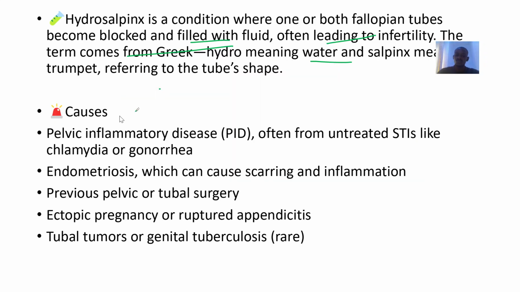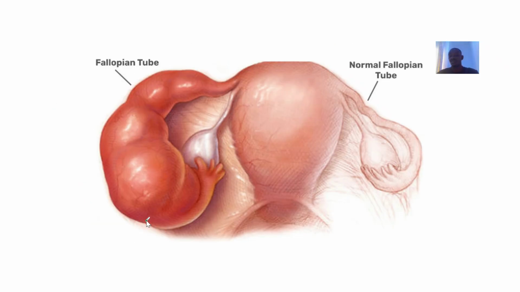Okay, so causes. It could be due to pelvic inflammatory diseases, often from sexually transmitted infections. It could be from endometriosis that can cause scarring and inflammation. It could be previous pelvic or tubal surgeries, ectopic pregnancies or a ruptured appendicitis. It could be tubal tumors or genital tuberculosis.